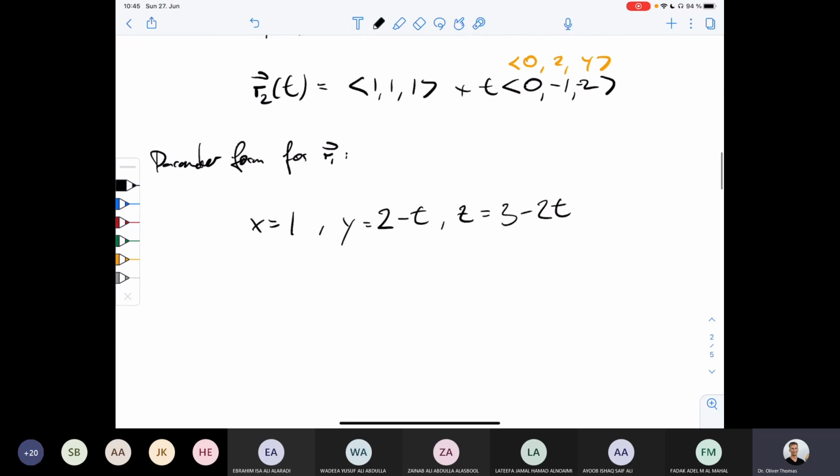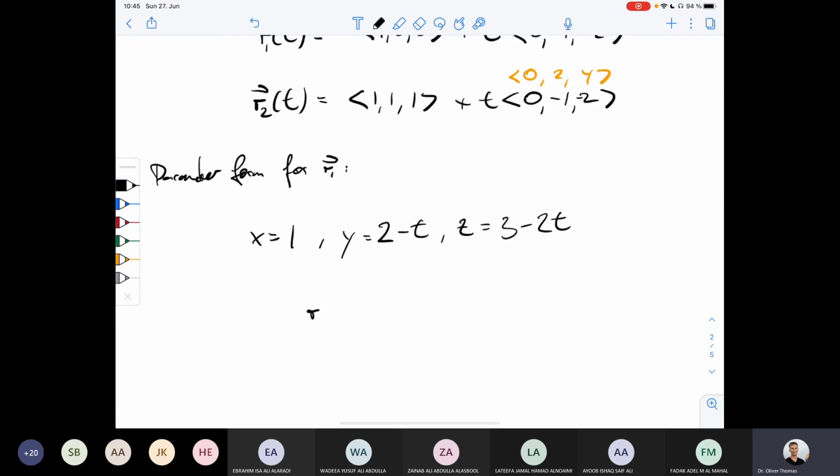The parameter form for R2 is, again, x is just equal to 1, y is now 1 minus 1t, and z is equal to 1 minus 2t.